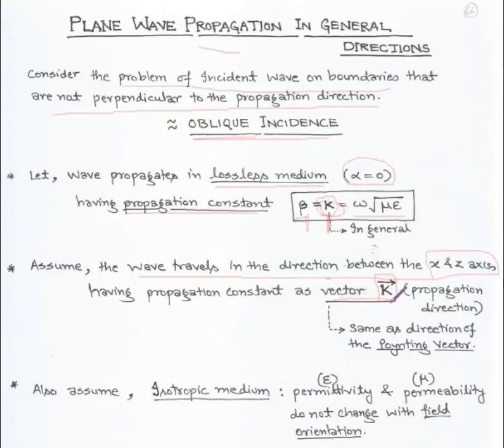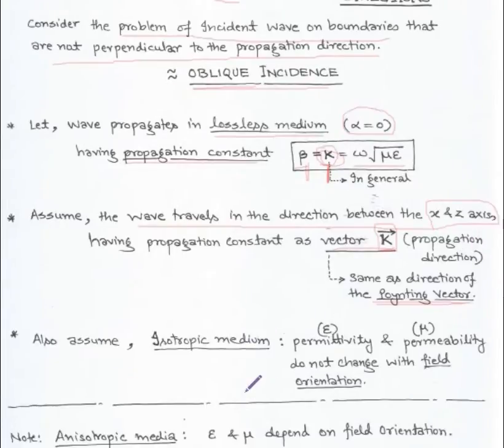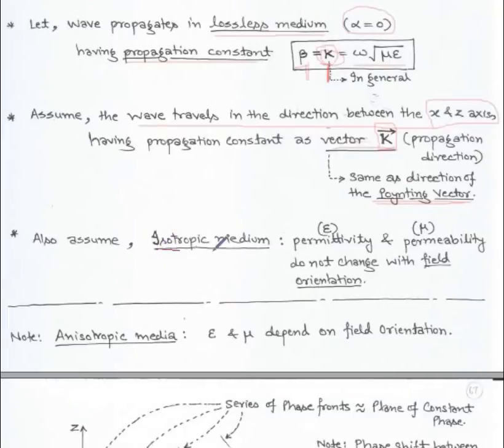The magnitude of k vector is called the propagation constant, that is k, and in terms of direction it is the same as the direction of the Poynting vector, which indicates the direction of propagation of the uniform plane wave. And also we assume an isotropic medium. In an isotropic medium, the permittivity and permeability do not change with field orientations. The field may be electric field or magnetic field.